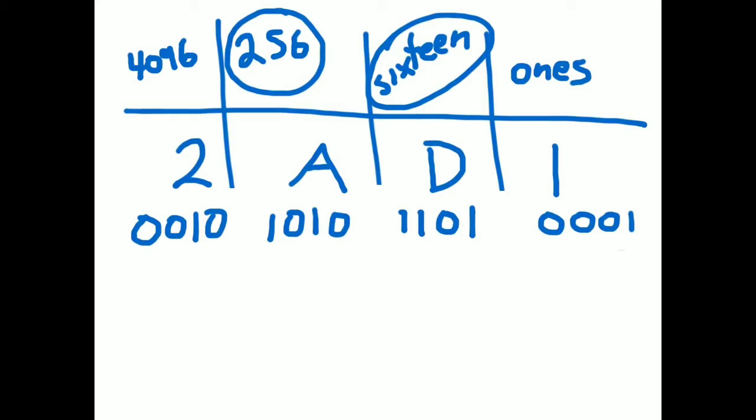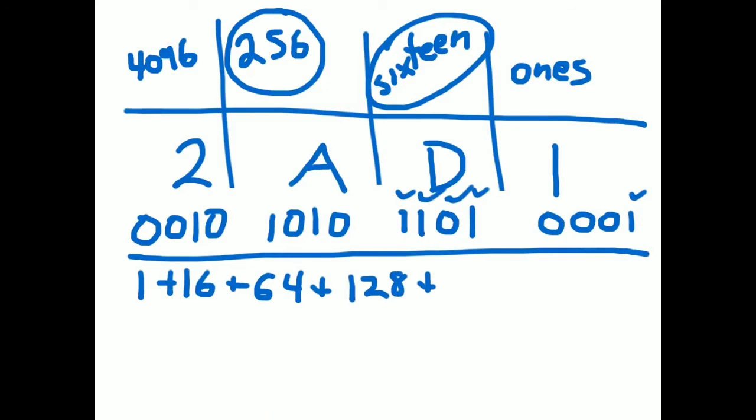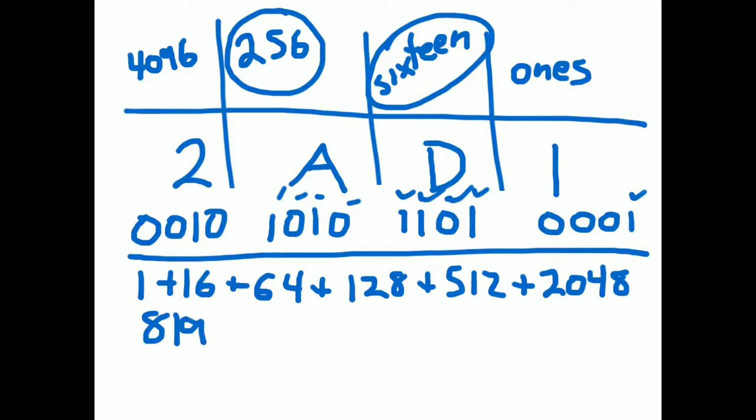We're going to have a 1 in the 1's place. I'm just going to write it under here. So I'm going to say 1 plus. Then we have a 1 in the 16's place. And then we have a 1 in the 64's place. And in the 128 place. Nothing in the 256. A 1 in the 512's place. Nothing in the 1024. And then a 1 in the 2048 place. Nothing in the 4096 place. And then we have a 1 in the 8192 place. So if we add these values all together, we get 10,961.